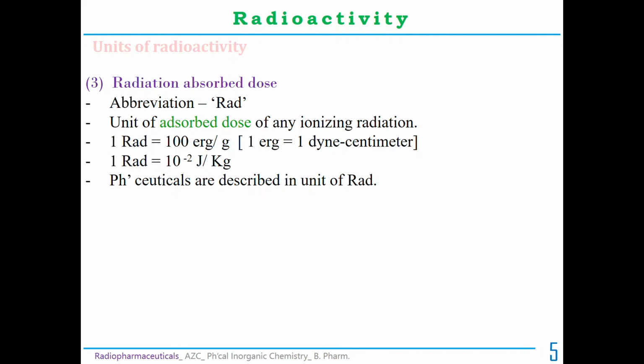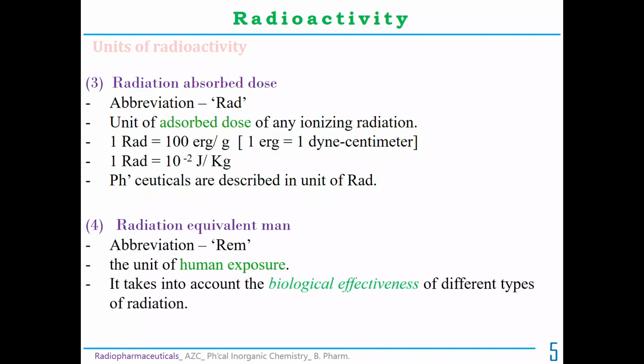Radiation absorbed dose. Abbreviation is RAD. Unit of absorbed dose of any ionizing radiation. 1 rad is 100 erg per gram. 1 erg is 1 dyne centimeter. 1 rad is 10 raised to minus 2 joule per kg. Pharmaceuticals are described in unit of rad.